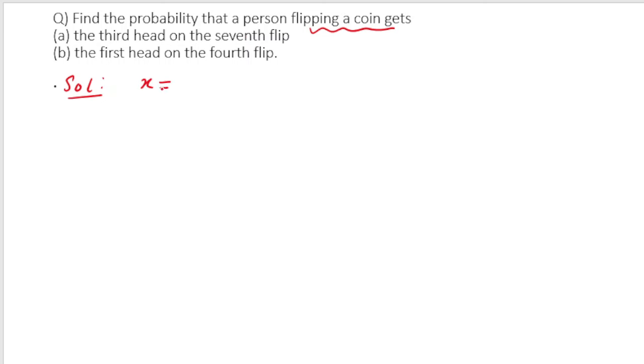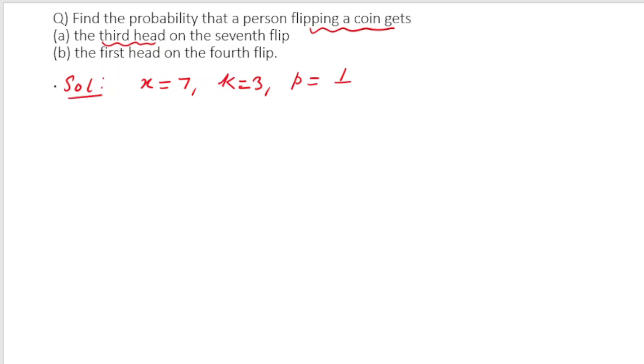How many flips are there? x is equal to 7. How many successes are there? We want to get the third head, and suppose getting a head is a success for me, so k is equal to 3. And what is the probability of success in each case?